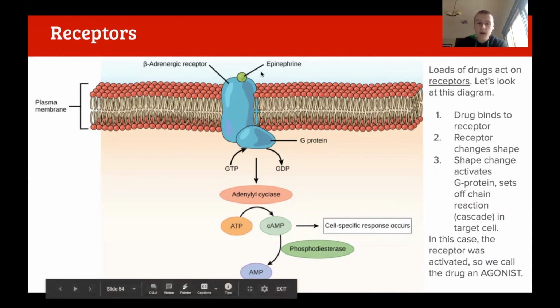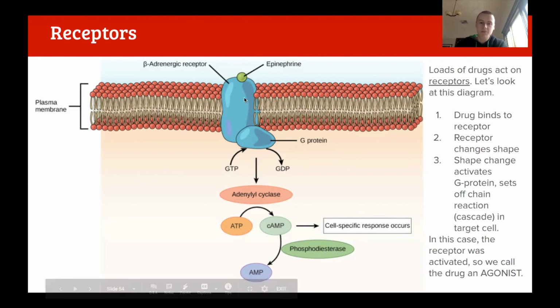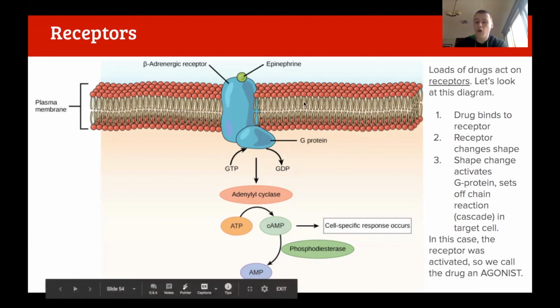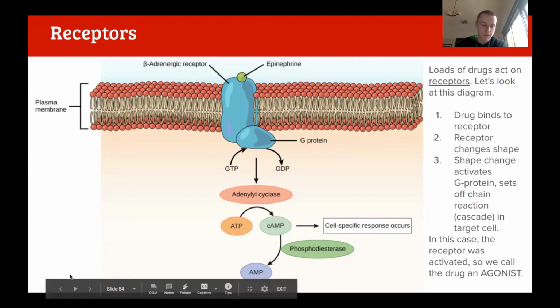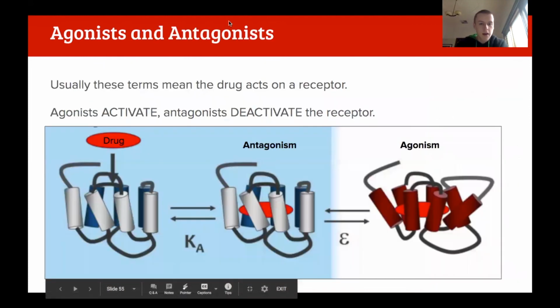Now, let's say we have a drug that binds to the receptor but doesn't change its shape. Well, then it's not going to move the G protein. So it's not going to set off this chain reaction. We would call that an antagonist. Or because it's blocking the epinephrine from binding to this receptor, we would call it a beta blocker. So this is the function of a beta blocker.